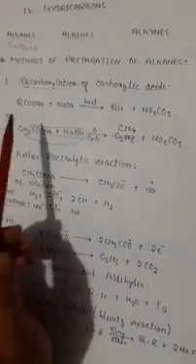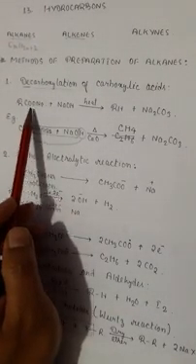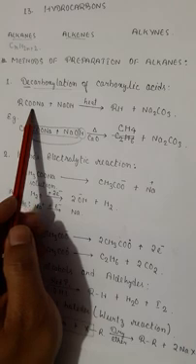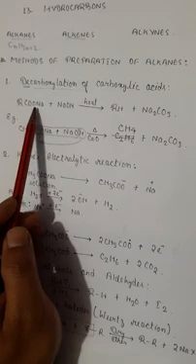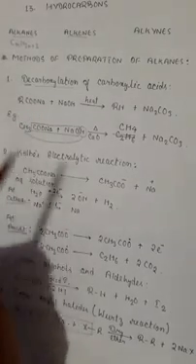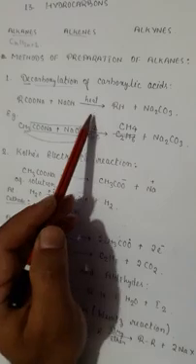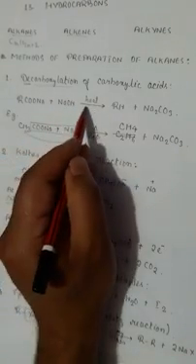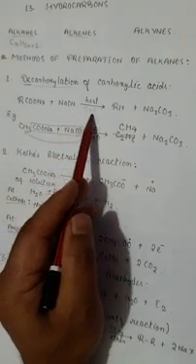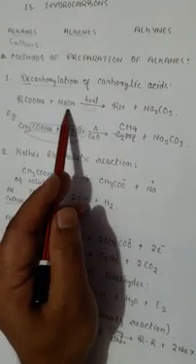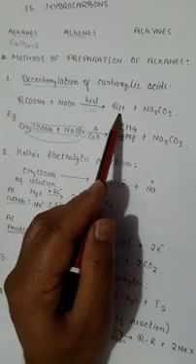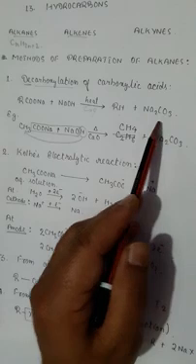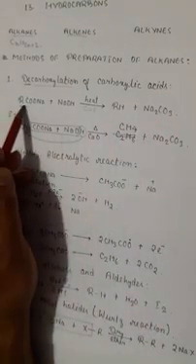Okay, so this is the sodium salt of carboxylic acid. Whenever the sodium salt of carboxylic acid is treated with soda lime, that is NaOH and calcium oxide, sodium hydroxide and calcium oxide, and heated, then what we get is alkane and sodium carbonate. So here R is an alkyl group.